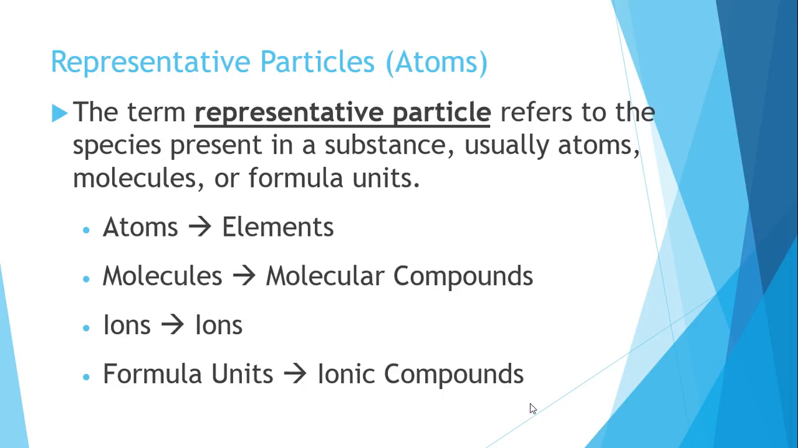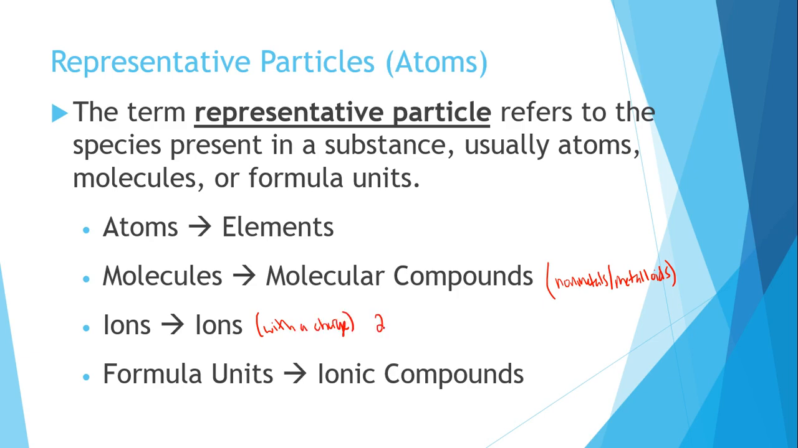Now, when I use the term representative particles on the last slide, that refers to several different things. It refers to elements being known as atoms. Molecular compounds are known as molecules, and hopefully you remember from our general chemistry review, molecular compounds are going to be nonmetals and metalloids. There are no metals at all in here. Ions, of course, are named after ions. These are things with a charge.